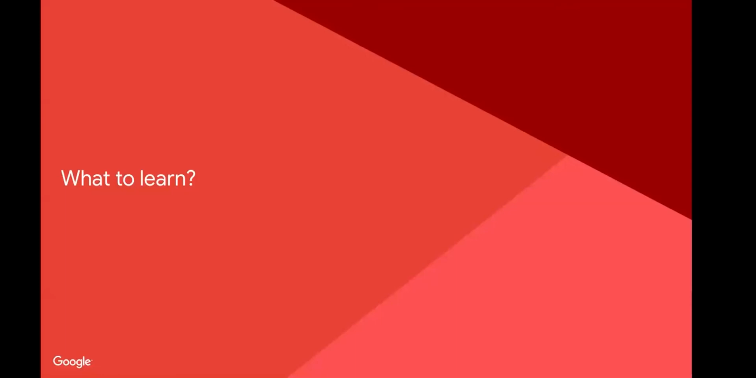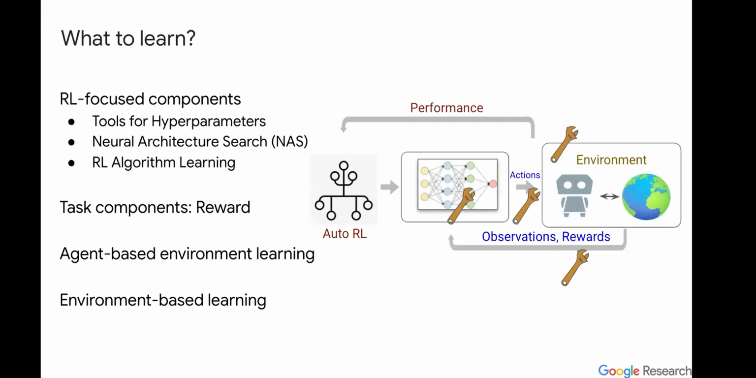Any questions here? Yeah. So now let's talk about what to learn. There are roughly 4 areas of the things that we tend to do today. The first is the reinforcement learning components. This would be your learning hyperparameters, your neural network architecture, and generally the algorithm design.